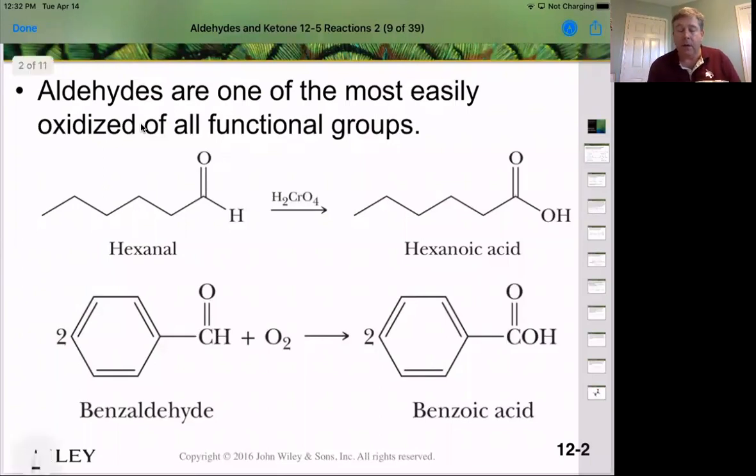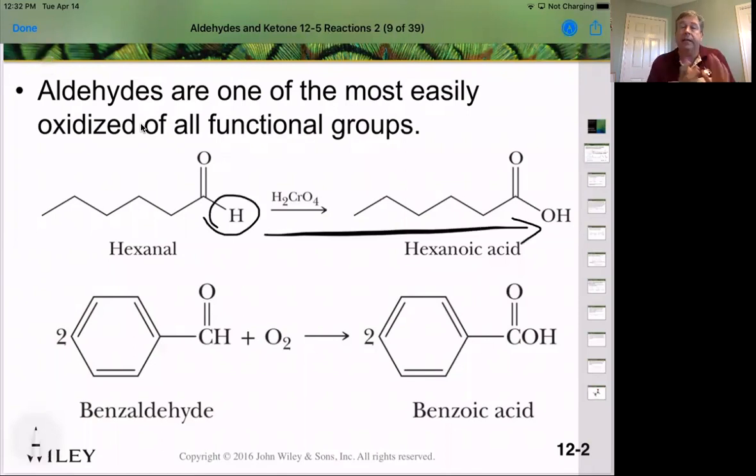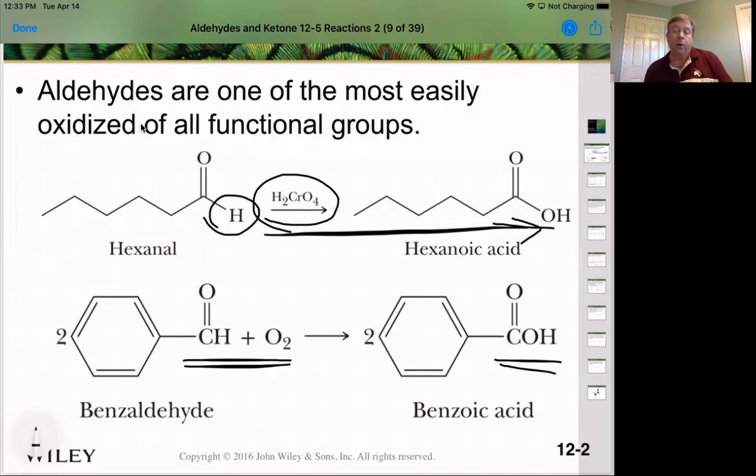can oxidize off this hydrogen to create a carboxylic acid. Okay, so the aldehyde is about halfway to the carboxylic acid, but not all the way. And so we can oxidize it a number of different ways. One way we can do it is using this chromic acid derivative, and it'll oxidize it to our regular carboxylic acid. Another way we can do it is just using oxygen or air. We can cause that aldehyde to slowly oxidize to a benzoic acid as well. So when we oxidize aldehydes, we get to carboxylic acids, okay?